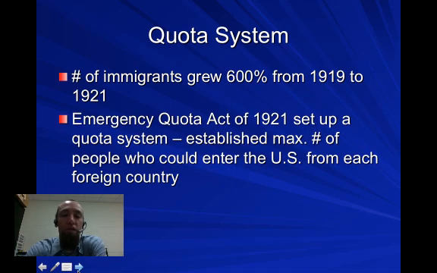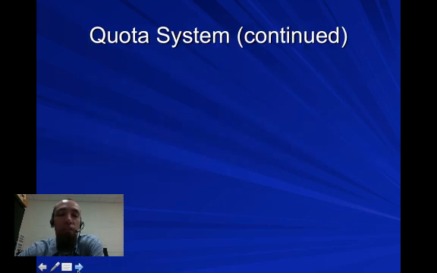Well, I mentioned a minute ago that Congress was going to start limiting immigration. The number of immigrants had jumped 600% from 1919 to 1921. That's just in 2 years. So Congress decided to start limiting how many people could come in from every other country. So the Emergency Quota Act of 1921 set a max number of people who could enter the U.S. from each foreign country each year. And once that limit was reached, no more immigrants from that country would be allowed in.